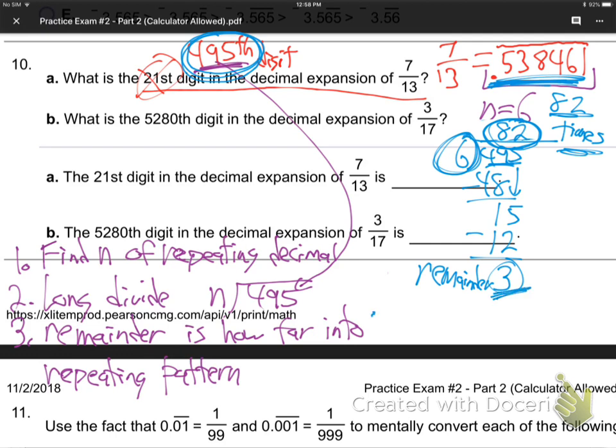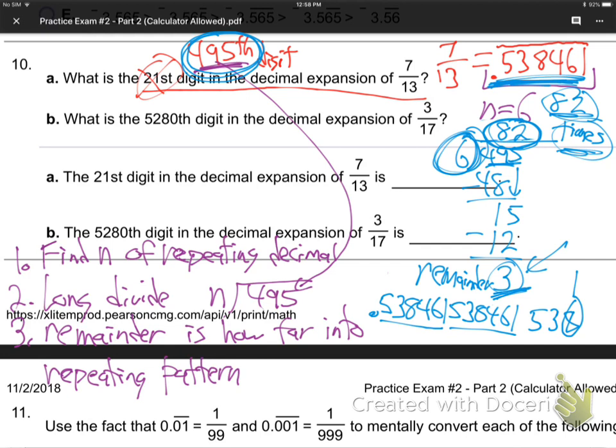So you'd have 0.538461, 538461, again and again, 82 times that whole group of 6, and finally 3 would remain. So you'd start again with the pattern and go 5, 3, 8, stop. That's the third number, remainder 3. So the third digit is 8. That's our answer. What is the digit? It's 8. You see how we're figuring that out?